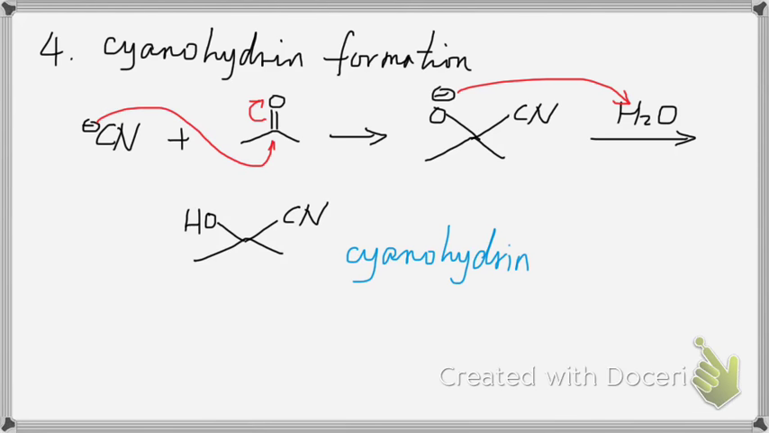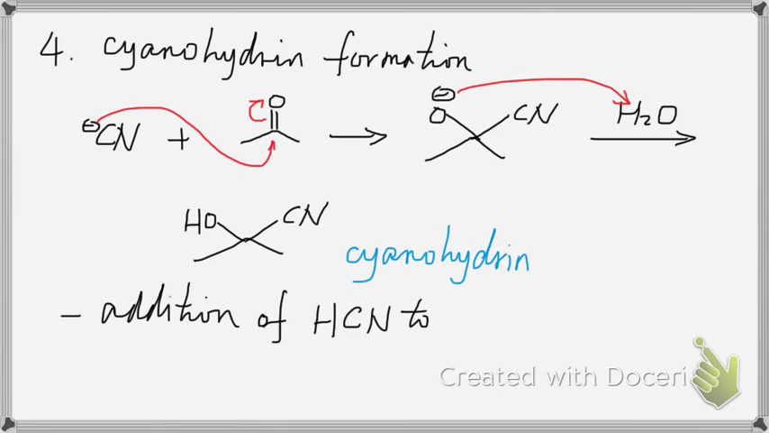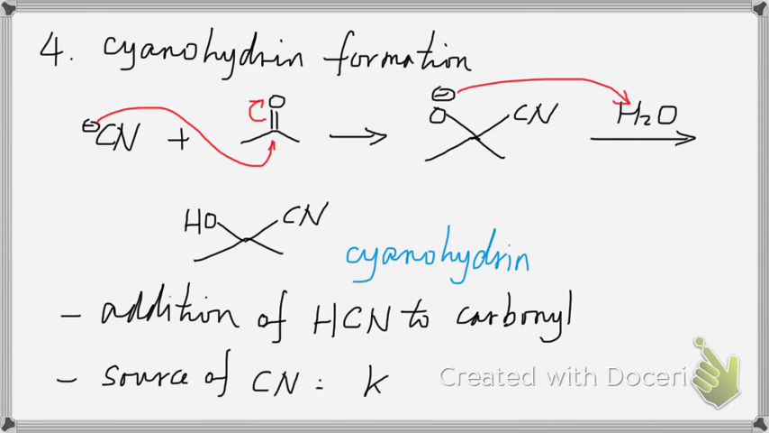So with cyanide as a nucleophile reacting with a carbonyl, it forms cyanohydrin. We call this cyanohydrin formation. It's a nucleophilic addition of cyanide to carbonyl. The overall result is the addition of HCN to the carbonyl: CN to the carbonyl carbon, H to the carbonyl oxygen.